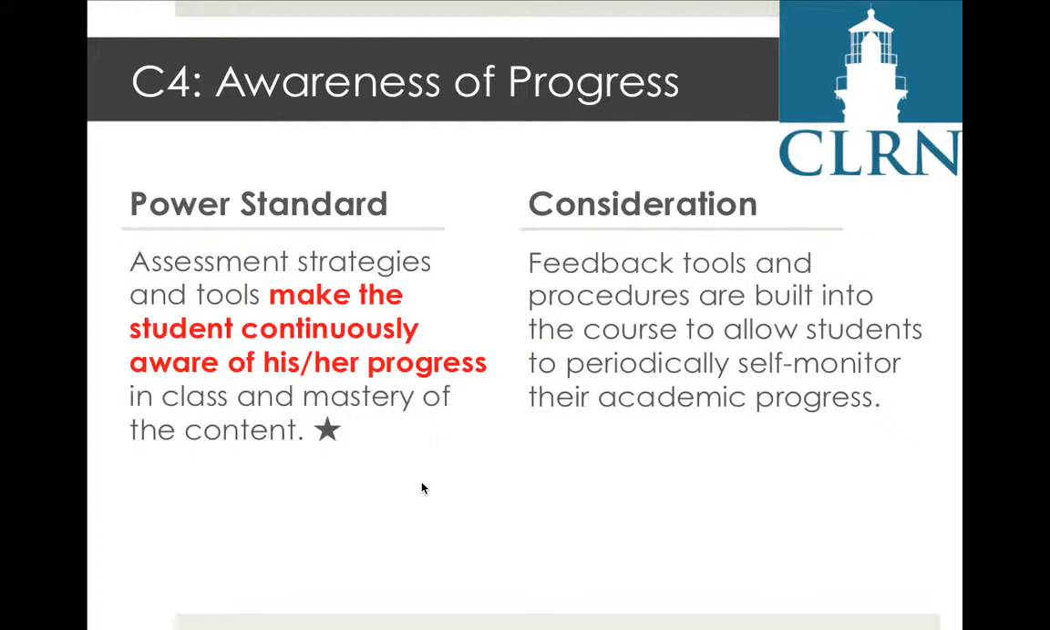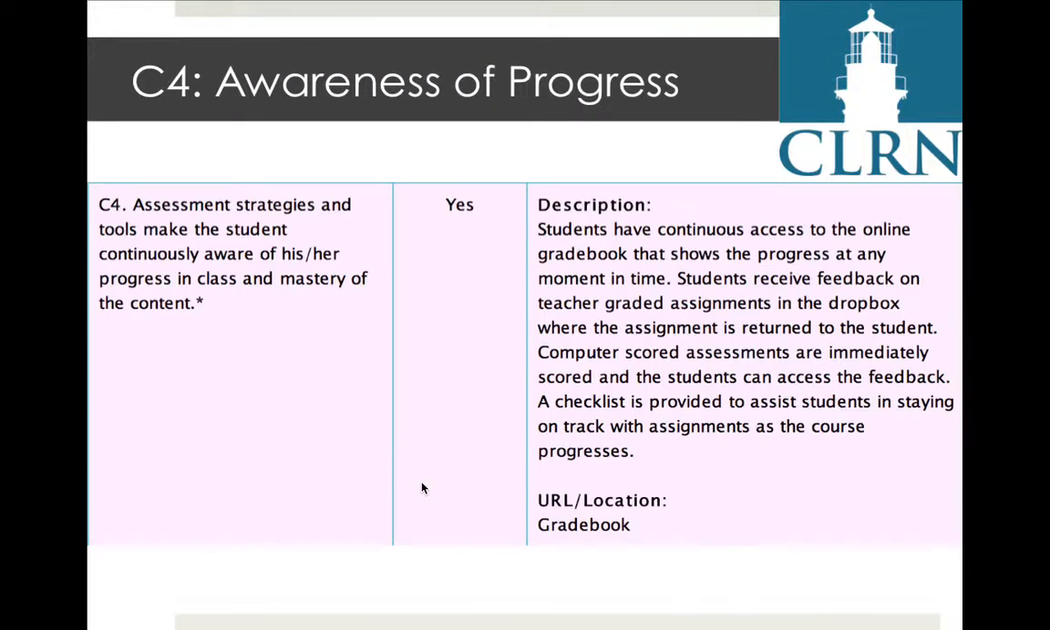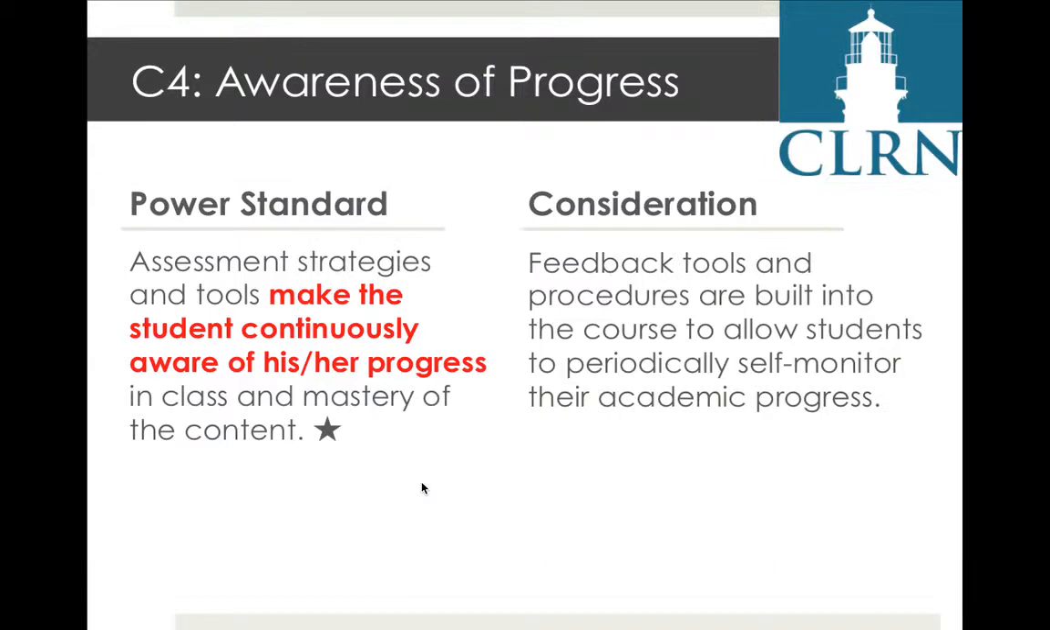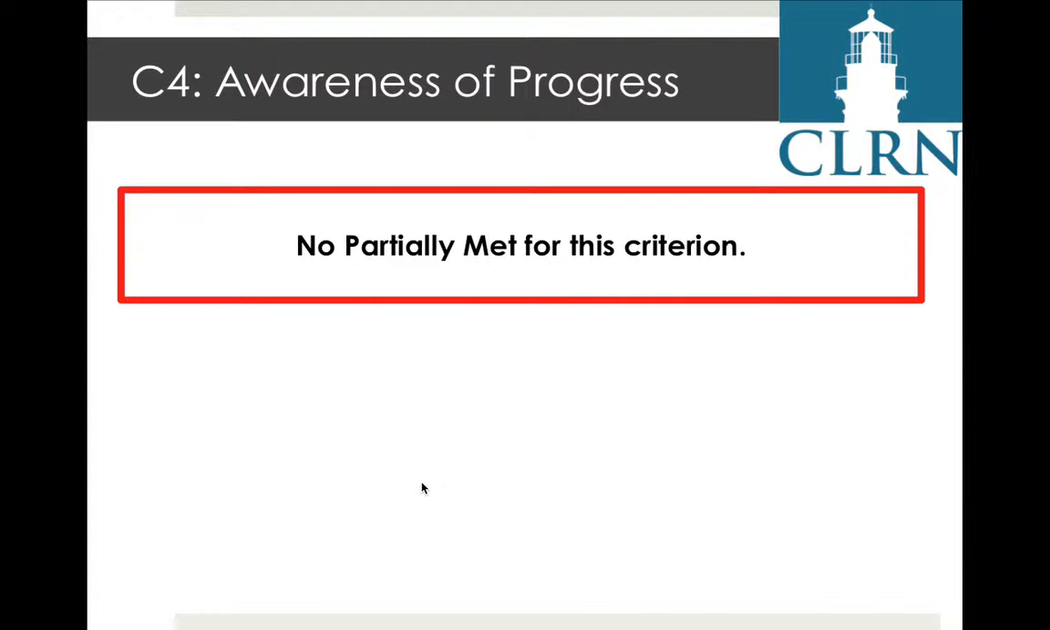Power Standard C4, Awareness of Progress, simply asks if students are continuously aware of their progress. Publishers provide both a description and a URL or location where we may verify the standard. The consideration asks if feedback tools and procedures are built into the course that allow students to self-monitor their academic progress. However, C4 is linked to Standard C3. If C3 was fully met, C4 probably is met too. For that reason, there's no partially met comment for this criteria.